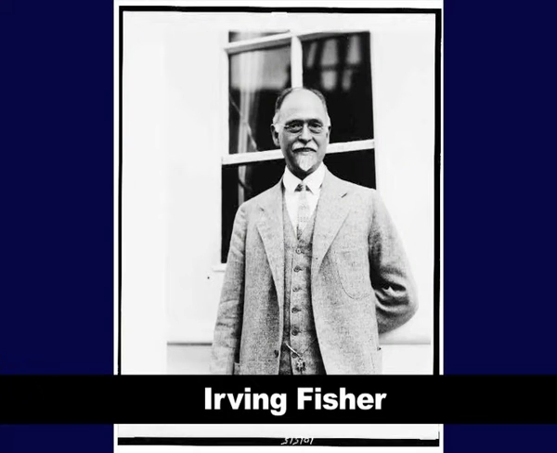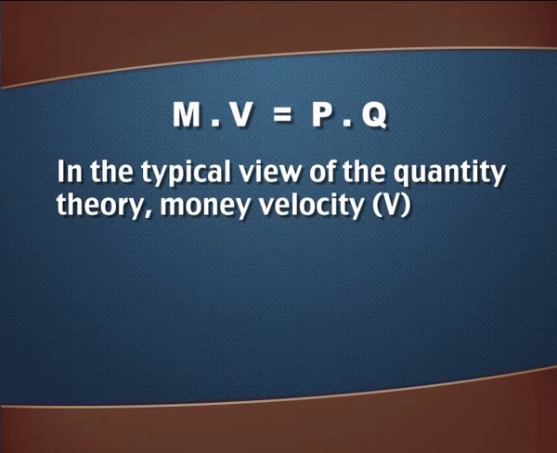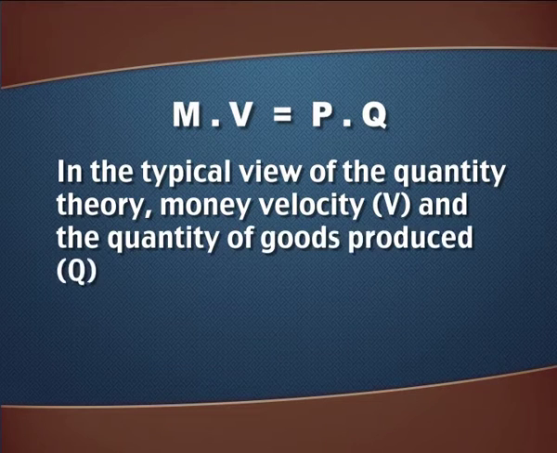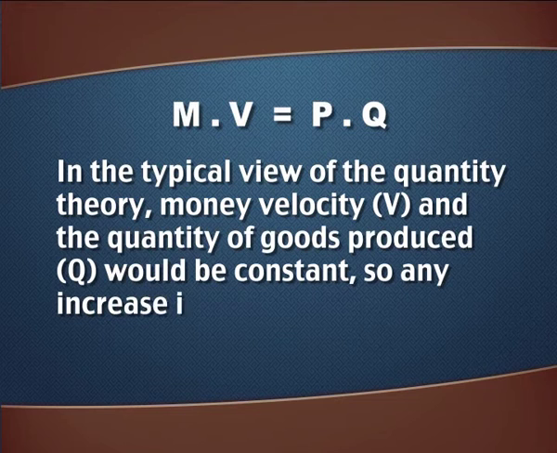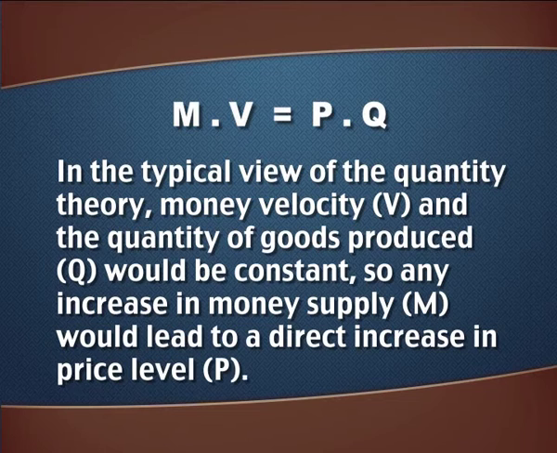Macroeconomics descended from the once divided field of business cycle theory and monetary theory. The quantity theory of money was particularly influential prior to World War II. It took many forms, including the version based on the work of Irving Fisher. In the typical view of the quantity theory, money velocity V and the quantity of goods produced Q would be constant. So, any increase in money supply M would lead to a direct increase in price level P.